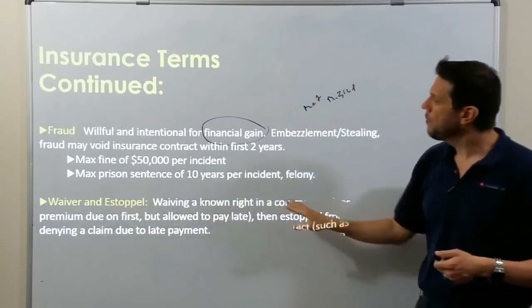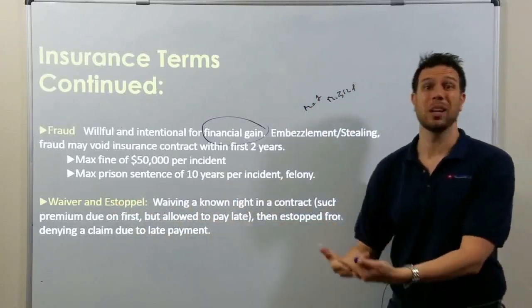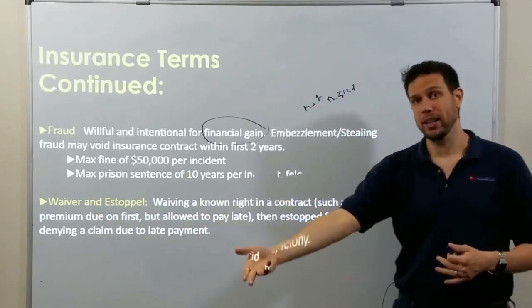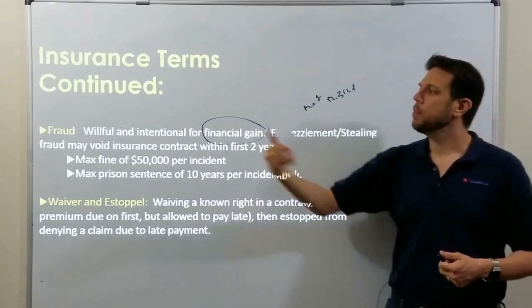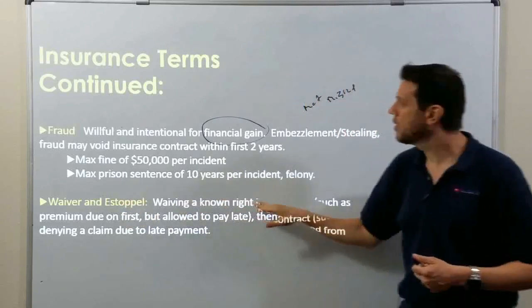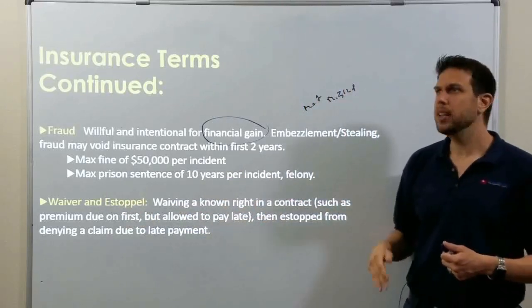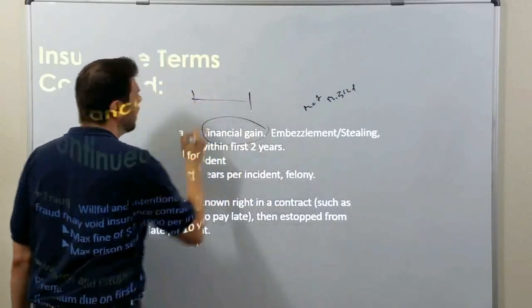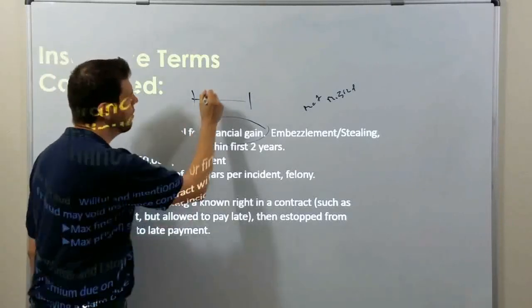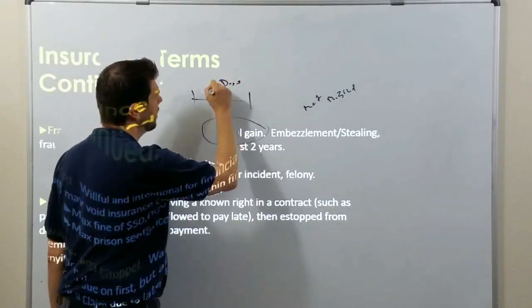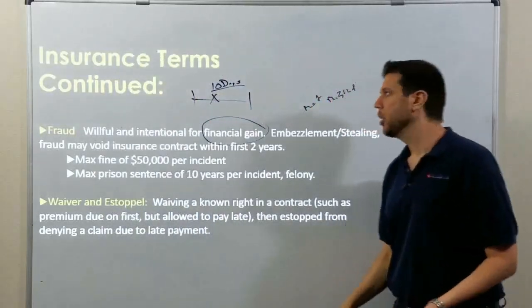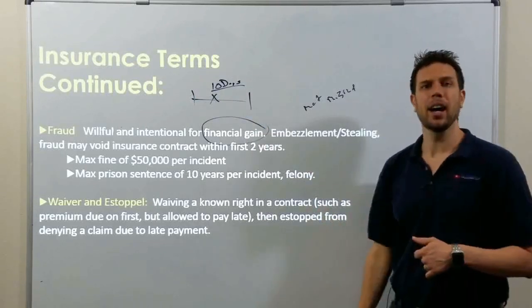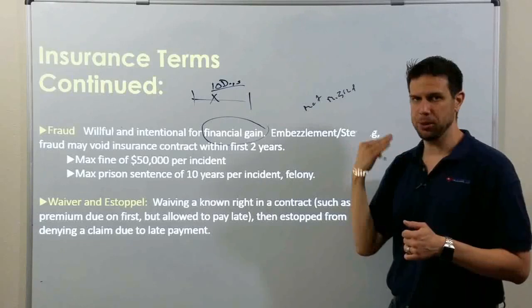Waiver and estoppel is a relatively difficult concept. A waiver is when you give up a right. And if you give up a right, you are then estopped from taking that right back. So I'll give you an example. In a homeowner's policy, in order to cancel you for non-payment, the insurance company has to give you 10 days notice. So let's say you have homeowner's insurance, you don't pay your bill, they send you a letter and say, hey, your bill's due within these 10 days or we cancel you.